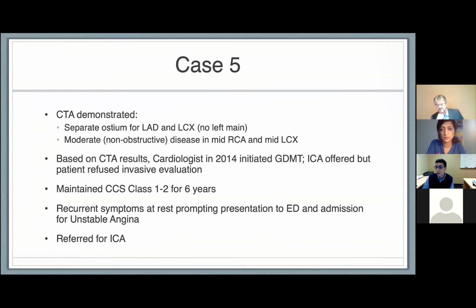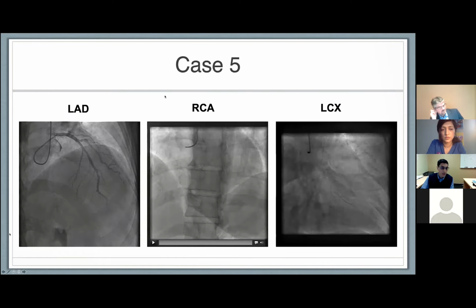Invasive cardiac catheterization was offered, but the patient refused invasive evaluation. And actually, she did quite well for approximately 6 years with stable CCS class 1 to 2 symptoms. But unfortunately, she developed recurrent symptoms at rest, which prompted her presentation to the emergency room. And she was actually admitted for unstable angina as she had negative cardiac biomarkers or acute electrocardiographic changes. She was referred for invasive cardiac catheterization.